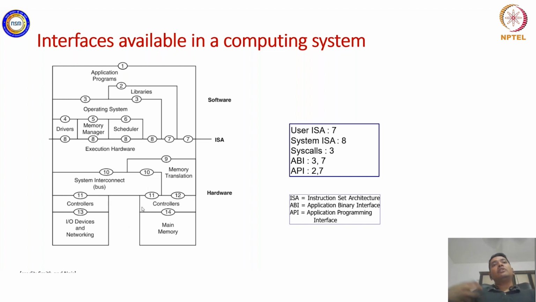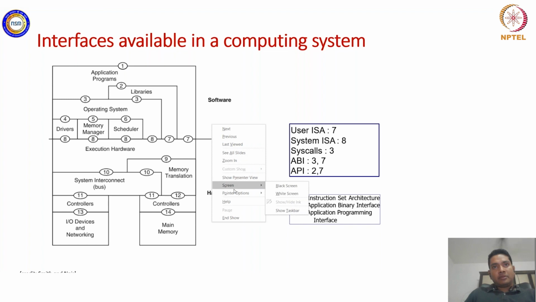Because when we are talking about virtualization, essentially what we are trying to do is virtualize the interfaces. So let's look at the interfaces that are available in the computing system. As you can see, here is the ISA, the software stack is on top of this. So basically you have the operating system here.